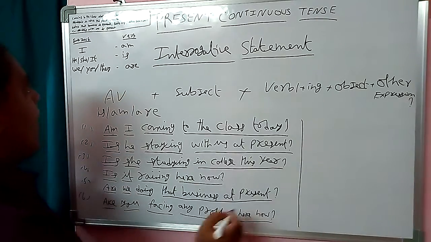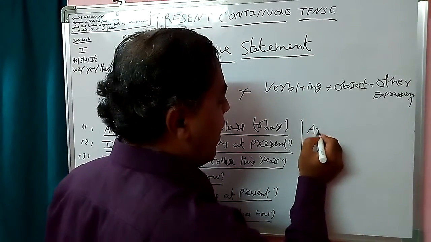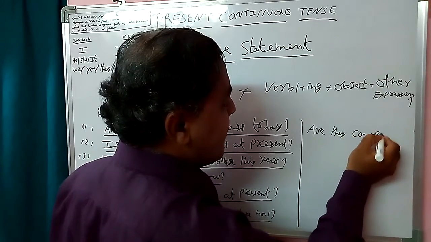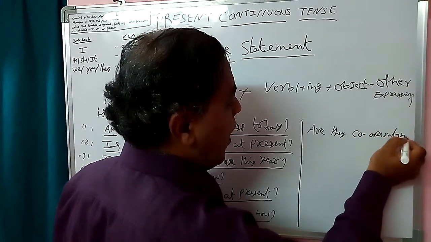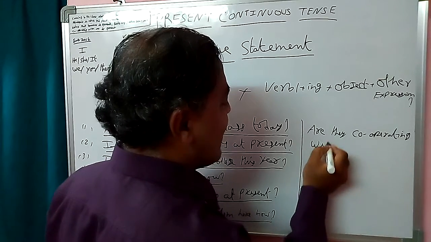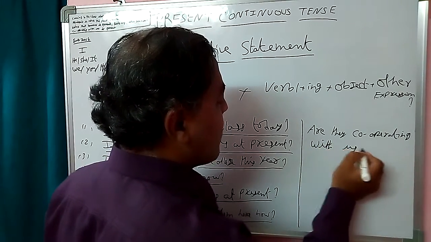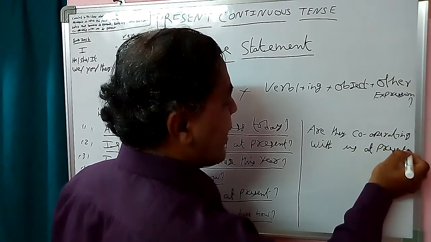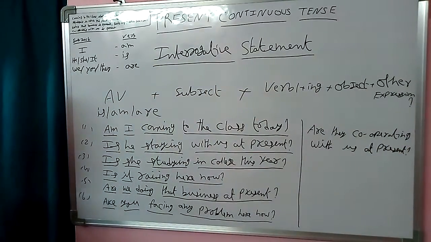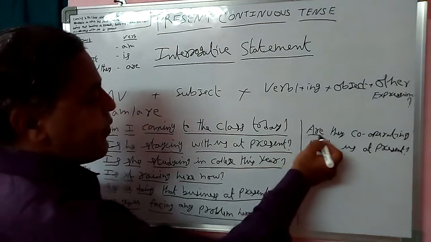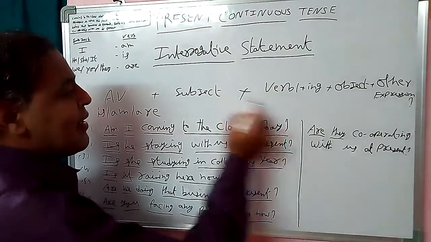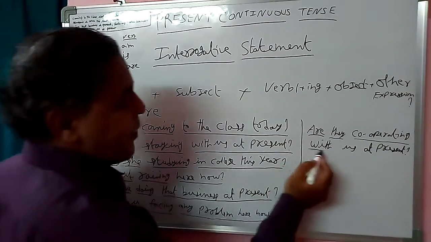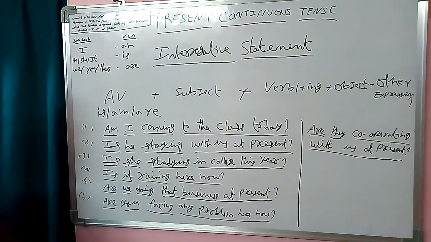Next example: Are they cooperating with us at present? Are, auxiliary verb. They, subject. Cooperating, verb 1 plus ing. With us at present, object and other expression.